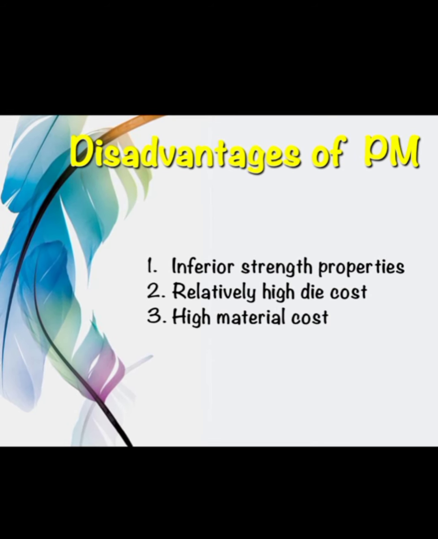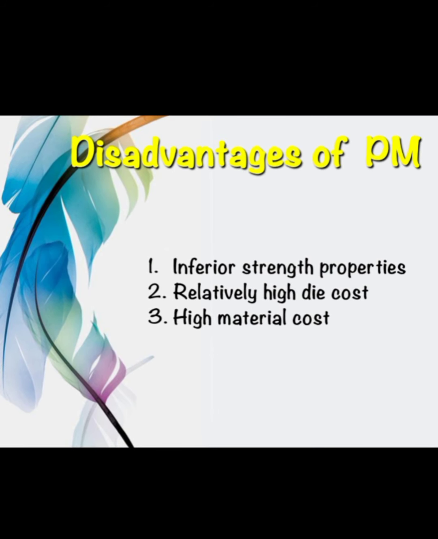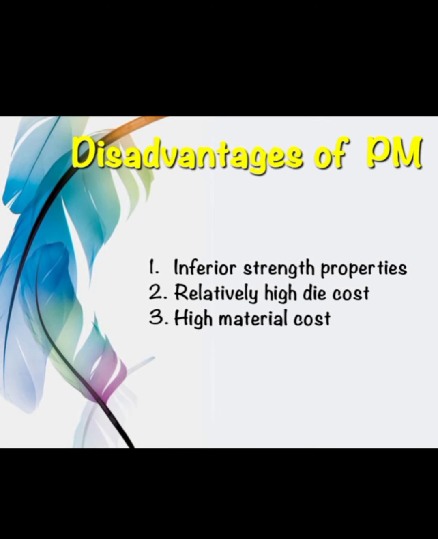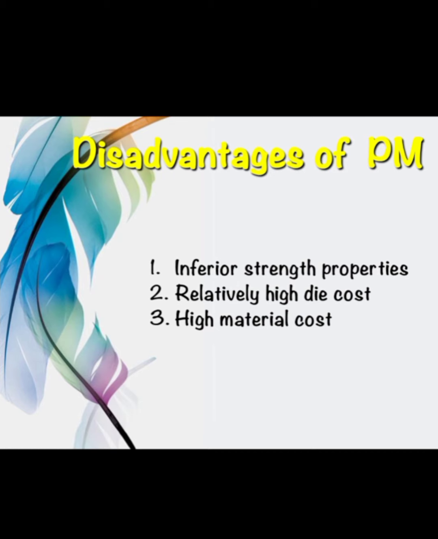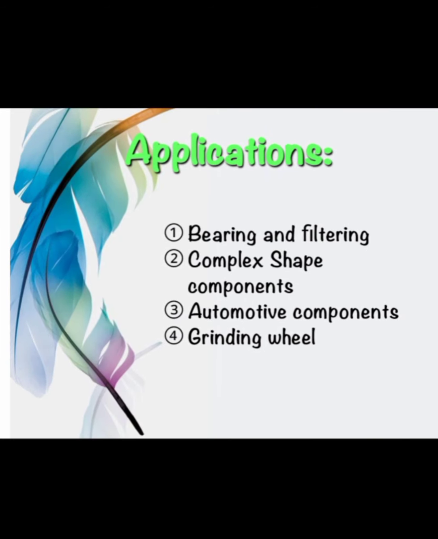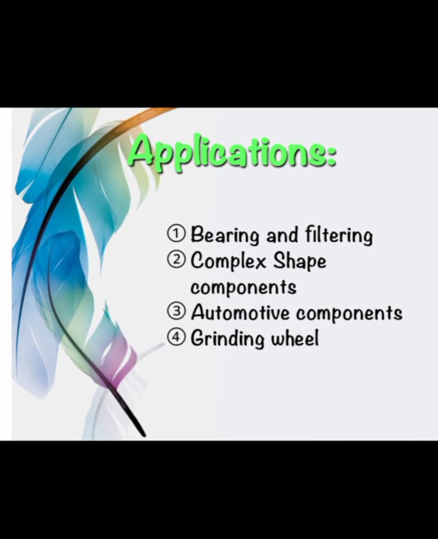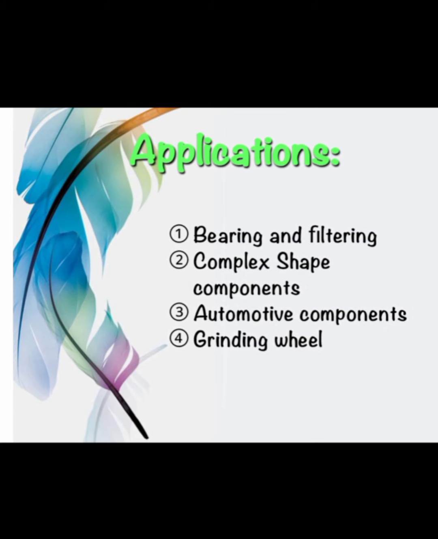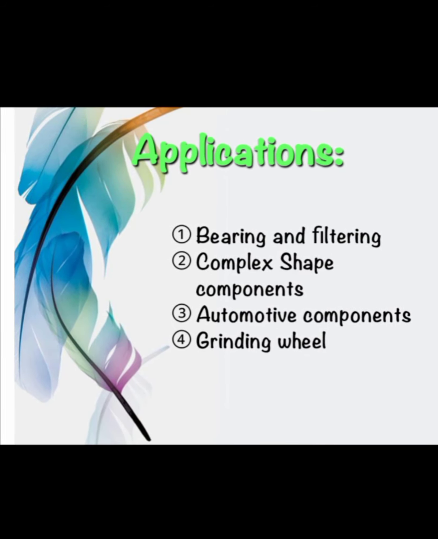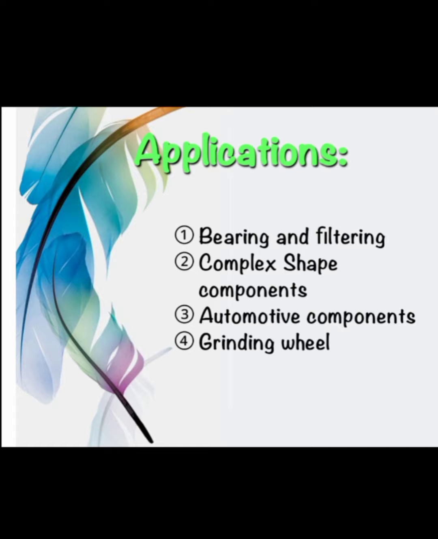Disadvantages of the PM process: inferior strength properties, relatively high die cost, high material cost. Applications: first, bearings and filtering; second, complex shape components; third, automotive components and grinding wheels.